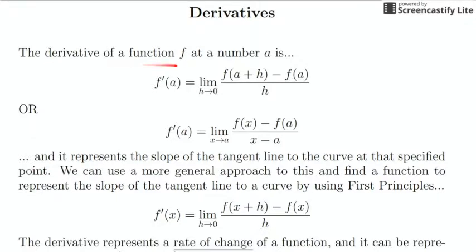So the derivative of a function f at some number a is this right here. Now, I want you to notice a little bit of the notation here. Notice that we use this little apostrophe right there. We call that f primed. And when you see that little apostrophe, that means the derivative of the function. And when we plug the value a in here, that means we're plugging in some specific number for the independent variable.